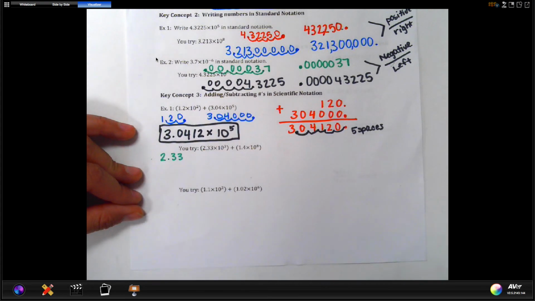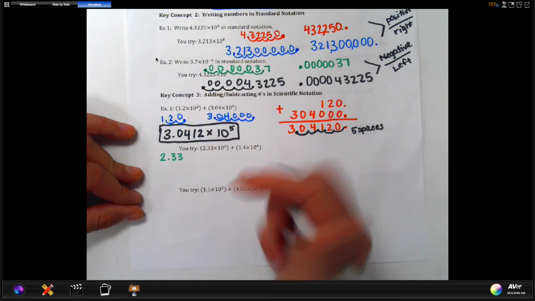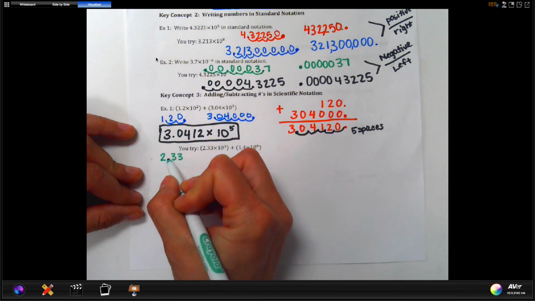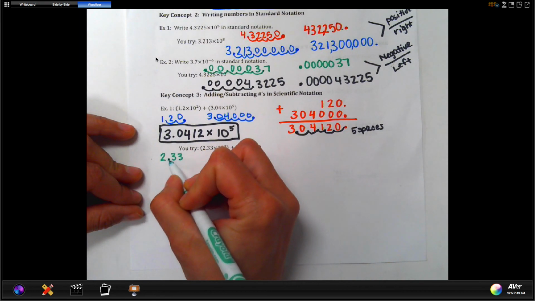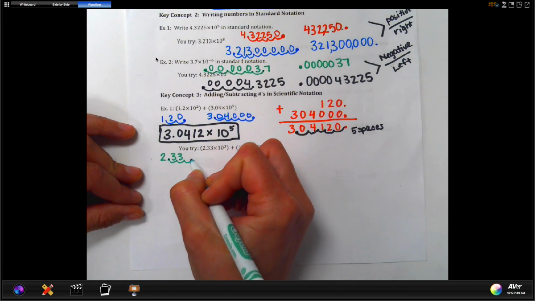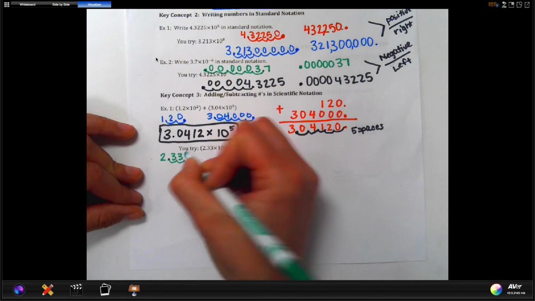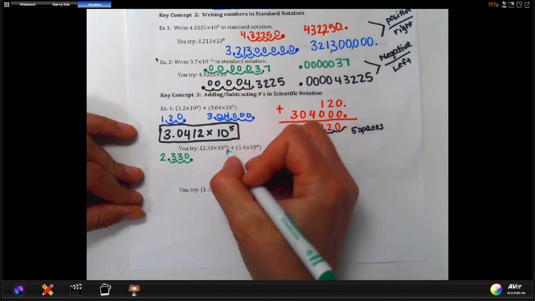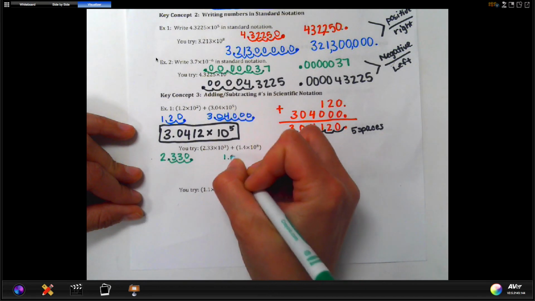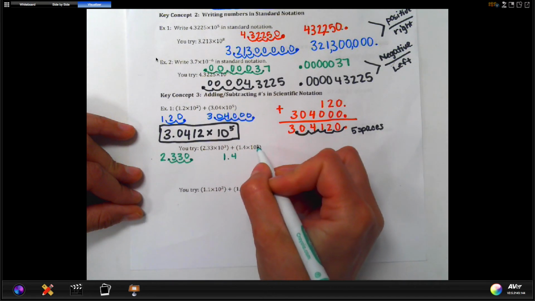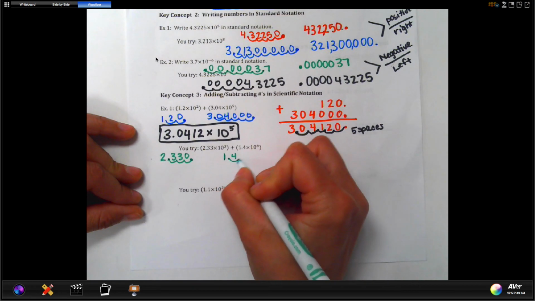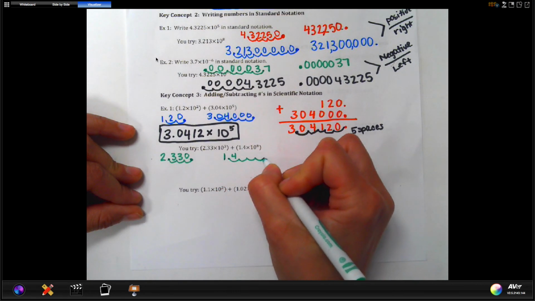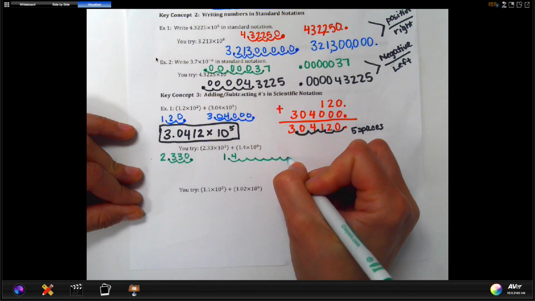So 2.33 times 10 to the third tells me I got to move the decimal out 3 spots. 1, 2, 3. And in the empty space, make sure you put your 0. Okay, let's do 1.4 times 10 to the 8th. 1.4. I've got to move the decimal out 8 spaces. 1, 2, 3, 4, 5, 6, 7, 8 spaces.